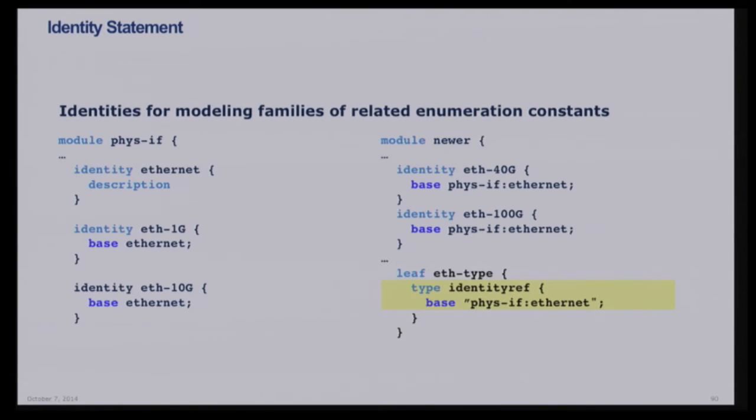And you can also, of course, borrow in. If you have a separate module, in this case called newer, you can keep working on that base physif Ethernet and extend it to your heart's content. So this cuts across many things where you actually want to be open for extensions at a later stage. Interface types is a good example of that.